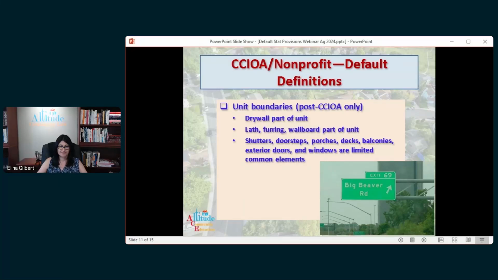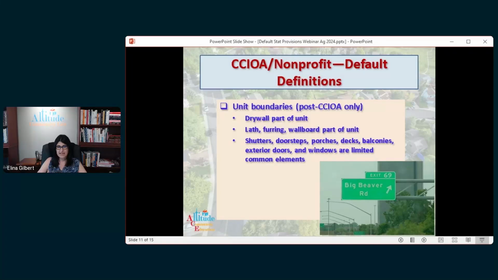But let's talk about unit boundaries now. All right, unit boundaries. So this truly is going to apply to your condominium communities for the most part, because what this says is, again, post-CCIOA, if the only definition you have of your unit boundaries is the finished surfaces of the perimeter walls, floors, and ceilings, then this applies. In other words, you don't have any clarity on what a finished surface is, what's included in it, whether, for example, drywalls are part of the finished surfaces or unfinished surfaces.